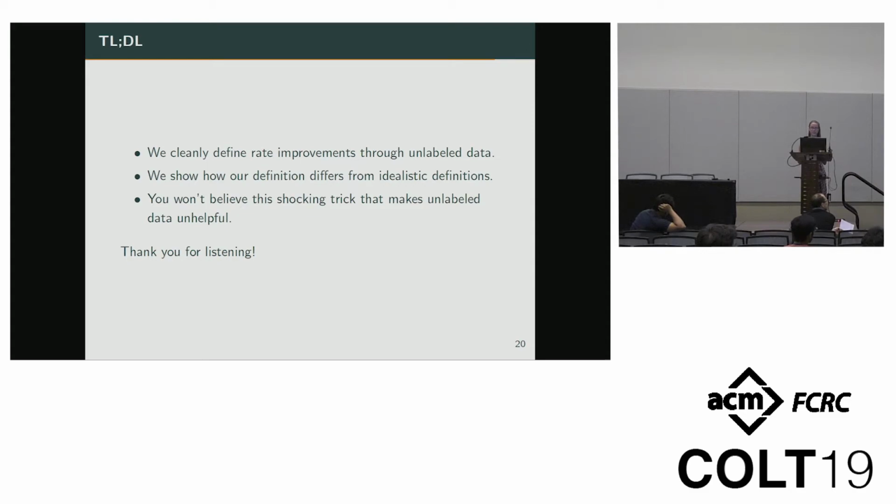Okay, to recap, we provide a definition of realistic rate improvements using unlabeled data. We show how this definition differs from idealistic definitions. I've given one in this talk. We contrast with other definitions in our paper. And you now have a party trick for when unlabeled data doesn't help.